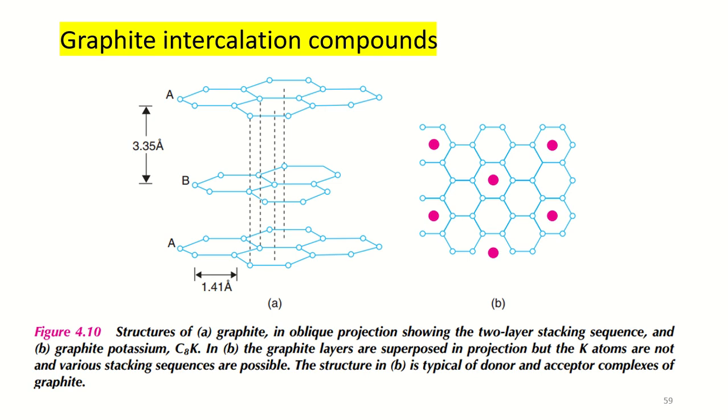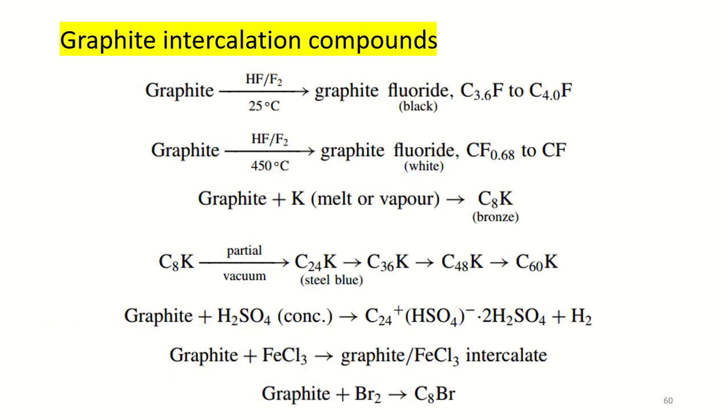Some typical reactions and conditions for formation of graphite intercalation compounds are here, in which graphite in the presence of HF and fluorine at about 25 degrees Celsius changes into graphite fluoride, which is black in color, C3.6F to C4F, while graphite in the presence of HF and F2 at high temperature, about 450 degrees Celsius, changes into graphite fluoride, which is a white powder, CF0.68 to CF.